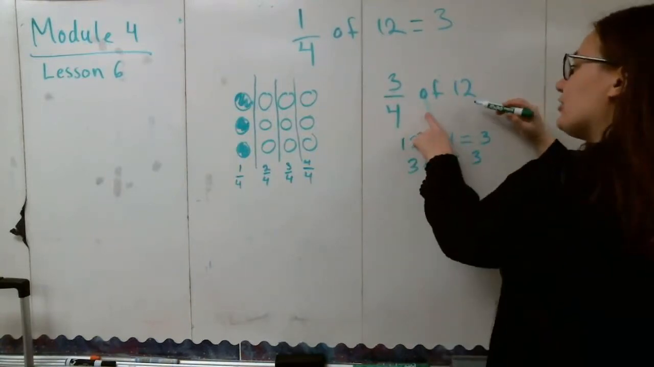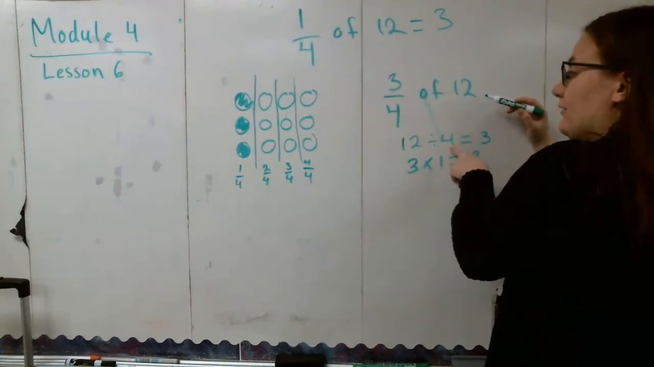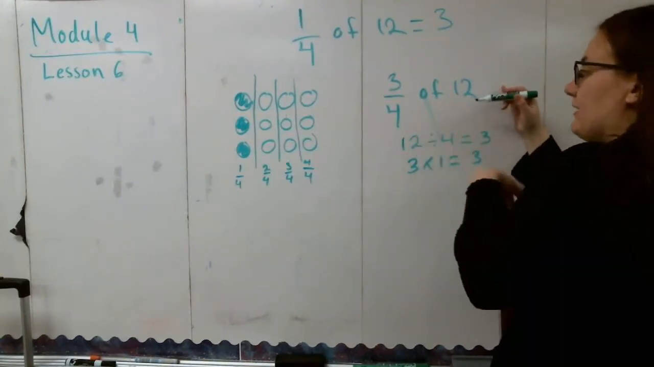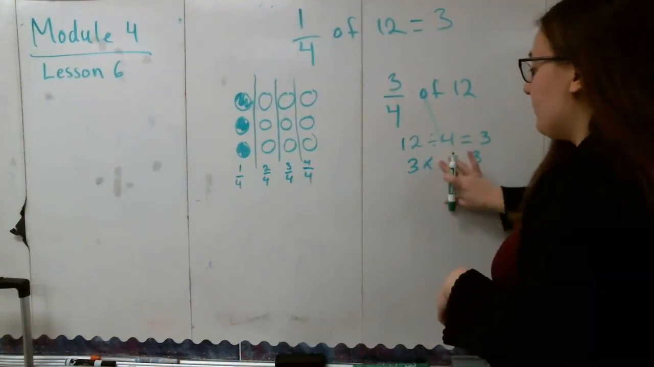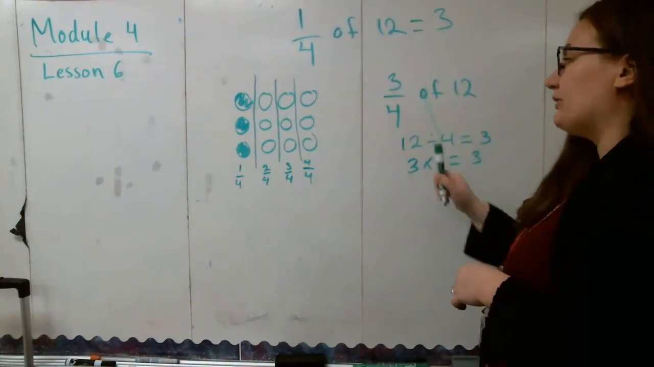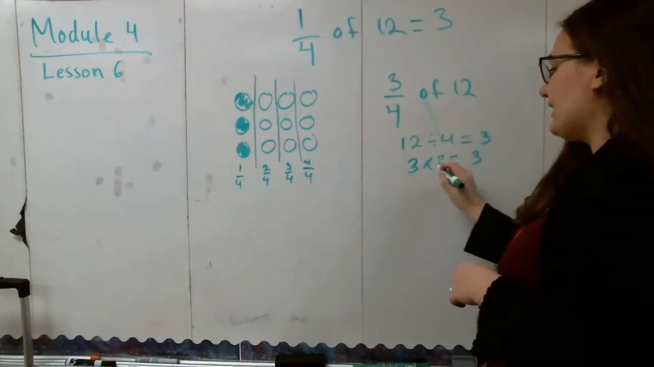So let's say I do my method 12 divided by 4, because those numbers still haven't changed. I know that 12 divided by 4 equals 3. But now what I'm going to do is I'm going to take that answer and I'm going to multiply it by the numerator, which is 3 in this case.